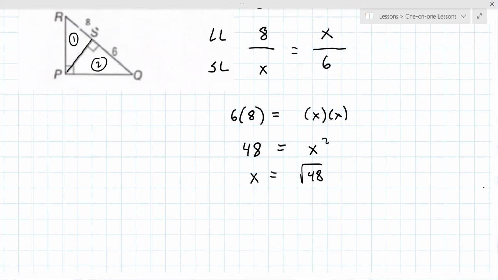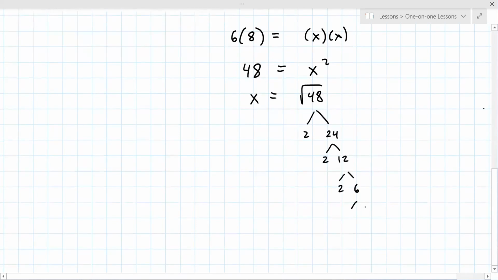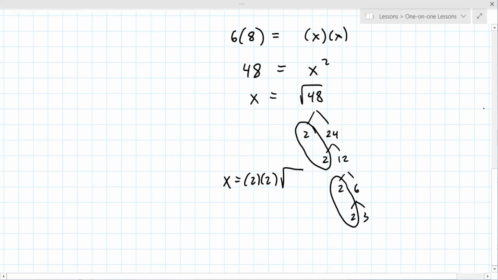Wait, I'm confused how you break down the square root of 48. You start with 2. Does 2 go into 48? It does. 2 and 24. Then you try it again. 2 and 12. And you keep trying it. 2 and 6. 2 and 3. In this case, it just kept working. So you circle pairs. So there's 2 pairs. For each pair, you bring a number out. That's X equals 2 from one of those pairs, another 2 from one of those pairs, times the square root of whatever is left over, which happens to be 3. So X equals 4 square root 3. Okay.